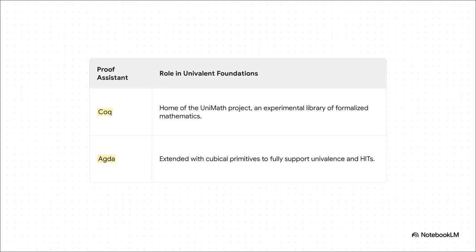So yeah, these are the two big players in the game right now. You've got Coq, which is where the huge Unimath library was first built. Think of it like a giant verified encyclopedia of math. And then you have Agda, which is kind of the next generation, with these special cubical features built right in to make univalence run smoothly and efficiently.